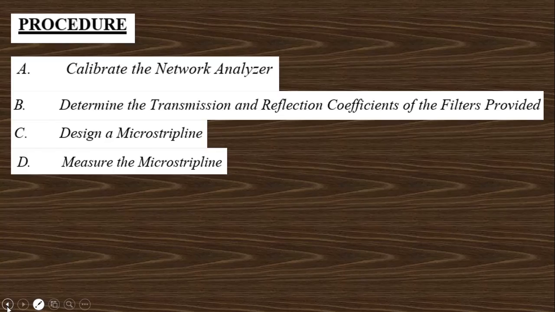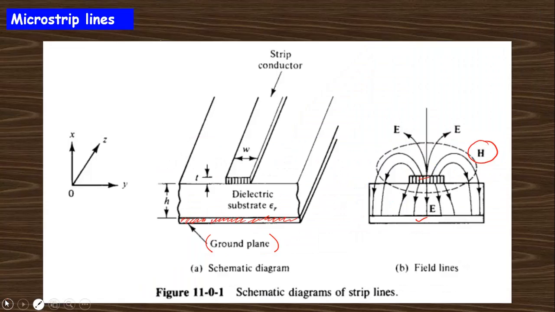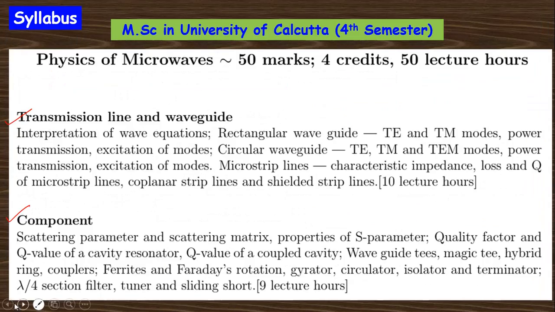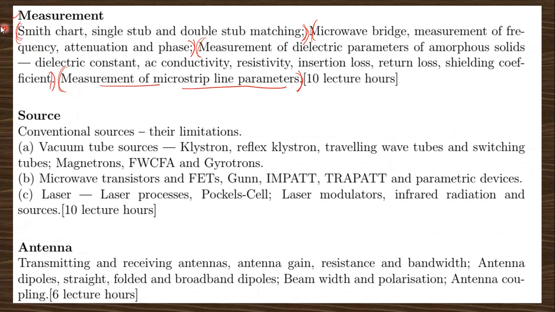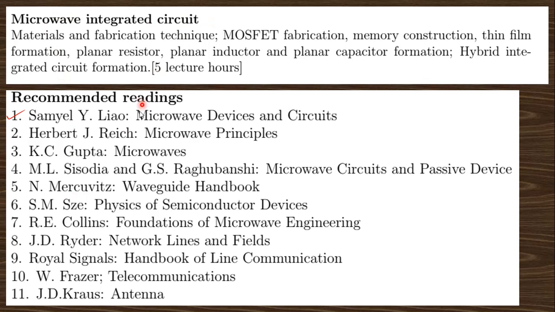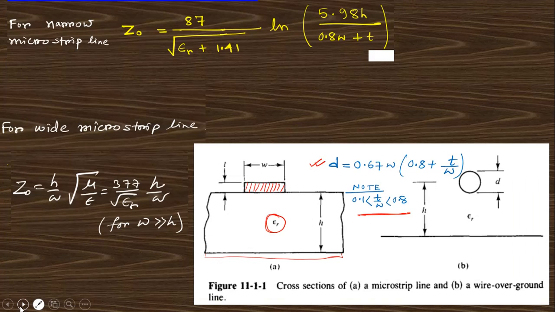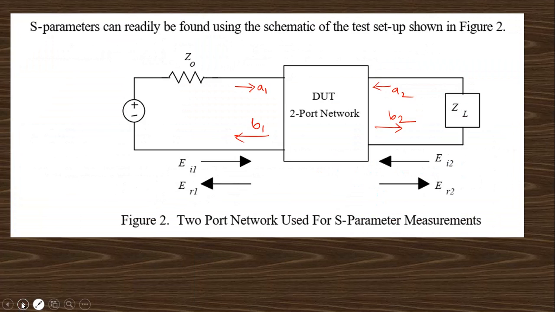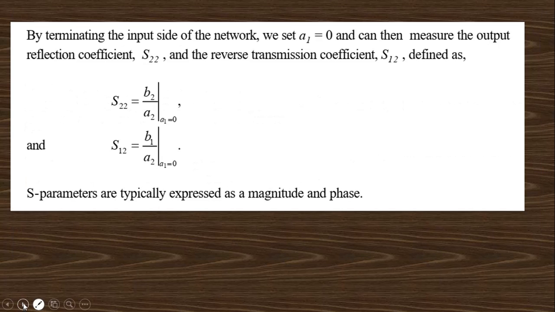In the next class we will discuss the source. Okay, so we covered this portion: transmission line and waveguide components and measurement. In the next class we will continue with the source, okay, and then antenna, and then microwave integrated circuit. So that's it for today. We'll meet in the next class as soon as possible.